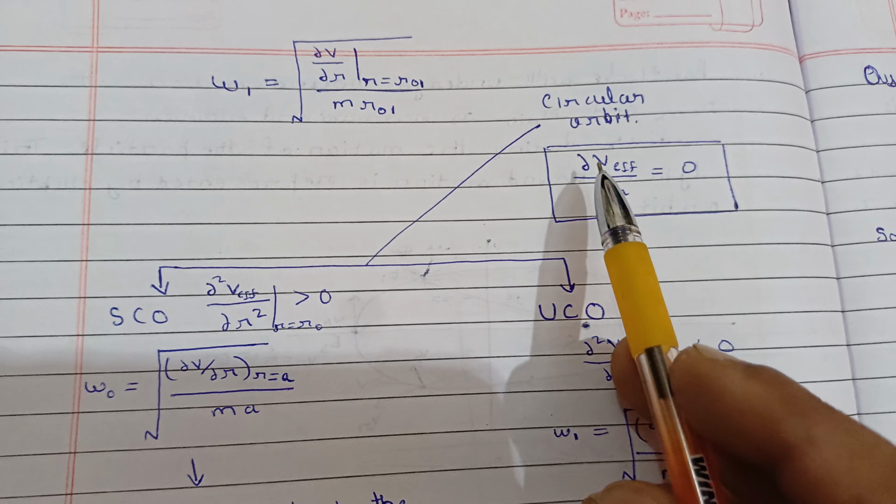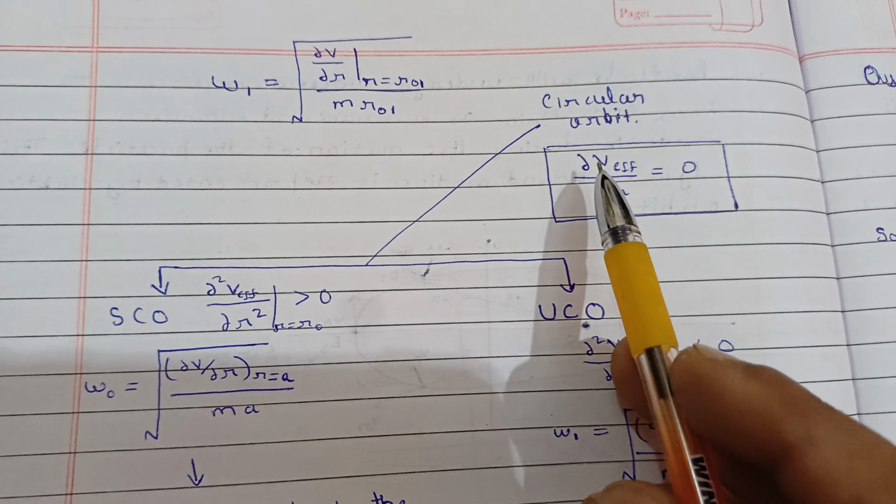If we talk about both circular motions, the stable circular orbit and the unstable circular orbit, the angular frequency can be found by this expression for the stable one, and here also by the same expression. Here the second order derivative will be greater than 0 because it is a minimum there, and here it will be less than 0 because it is a maximum there. So for a maximum this should be less than 0, and for a minimum it will be greater than 0.